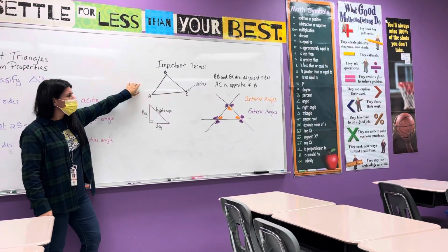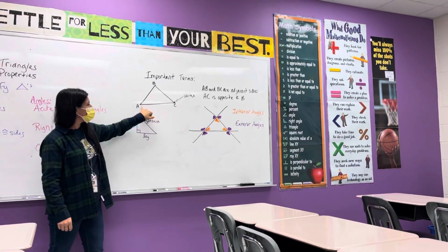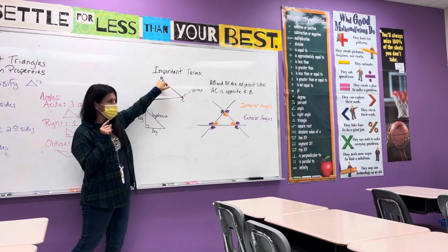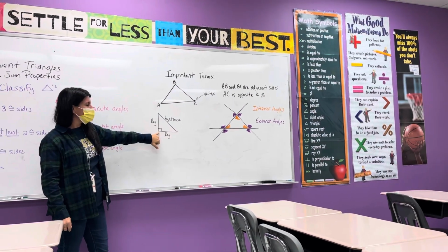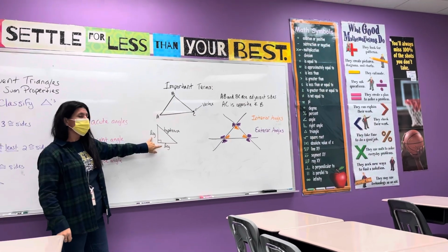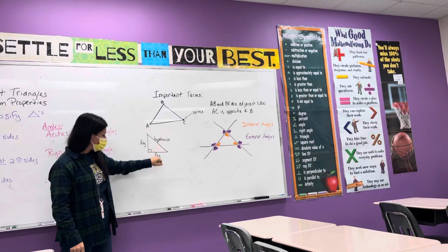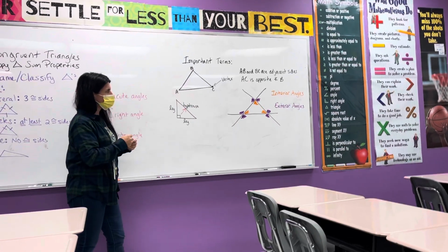When you have a triangle, you have 3 vertices. This is a vertex, this is a vertex, and this is a vertex where the 2 sides meet. On a right triangle, of course, we have a right angle. The 2 sides that form that right angle are the legs. The side that's directly across from the 90-degree angle is called the hypotenuse.